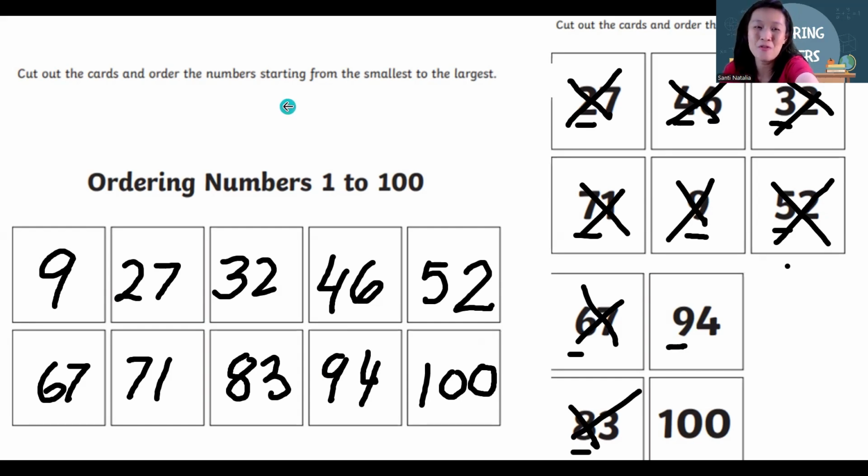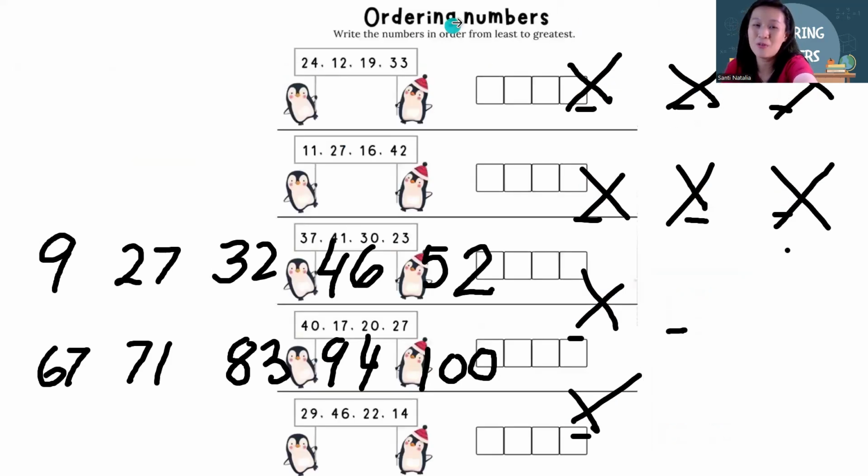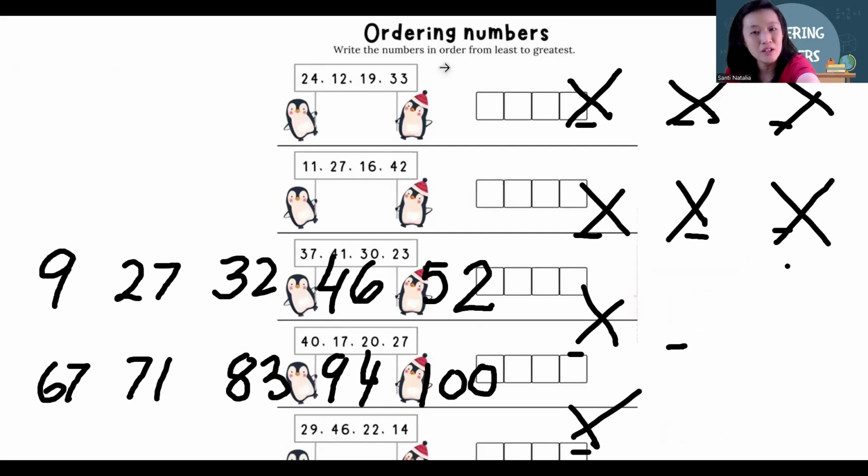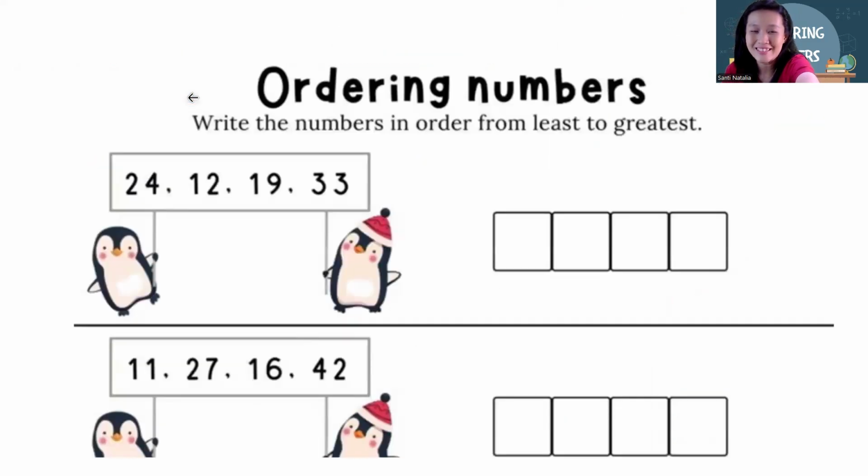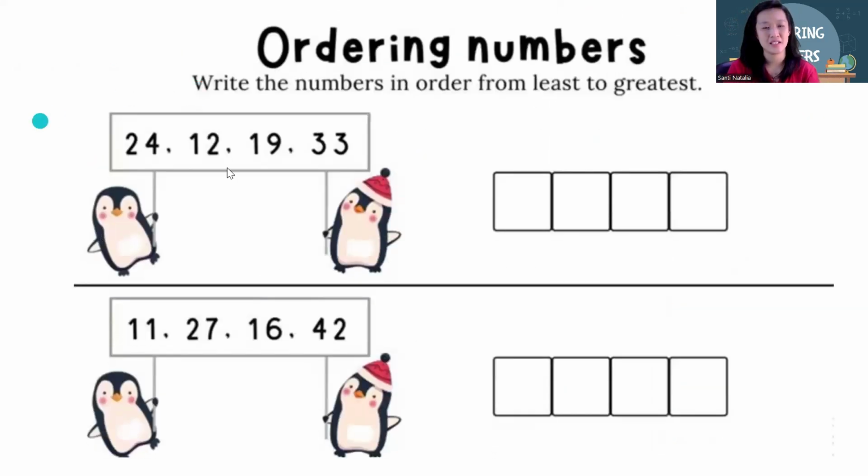Okay, now one more page for you. Ordering numbers. Write the numbers in order from the least to the greatest. Least, from the smallest to the biggest. Let's start from number 1. 24, 12, 19, and 33.